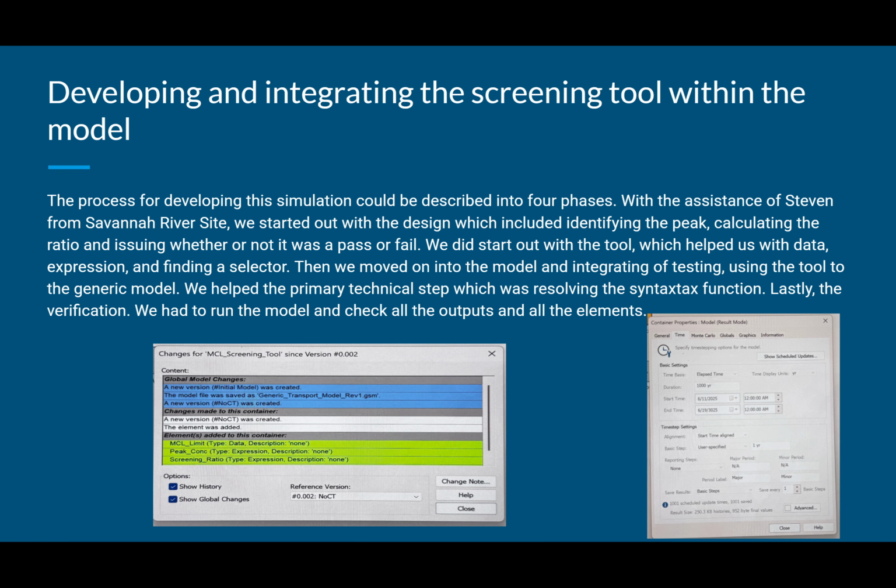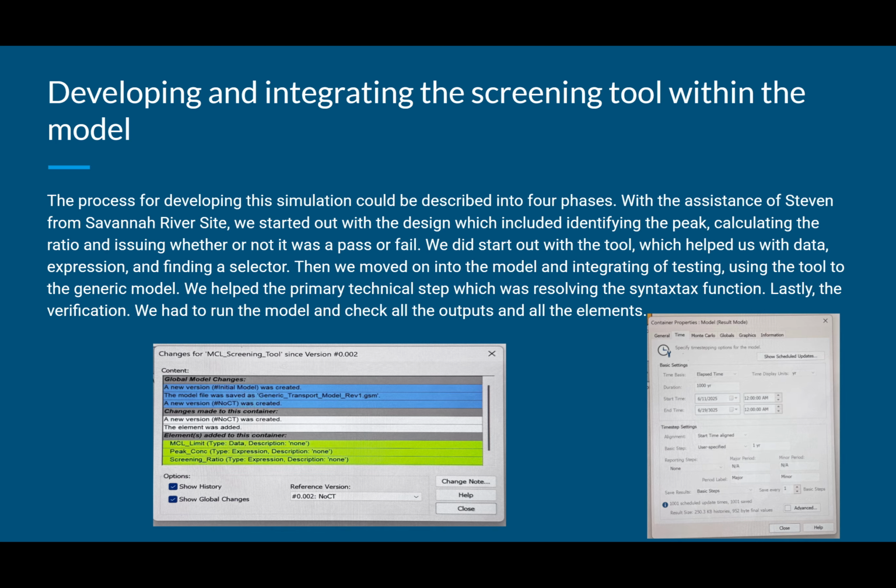The next slide will be developing and integrating the screening tool within the model. The process for developing the simulation could be described in 4 phases. With the assistance of Steven from Savannah River, we started out with the design, which included identifying the peak, calculating the ratio, and issuing whether it was a pass or fail.